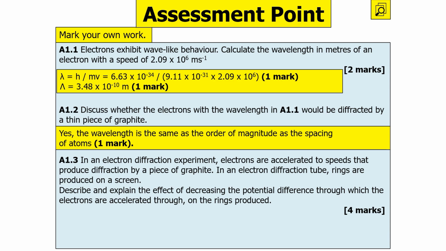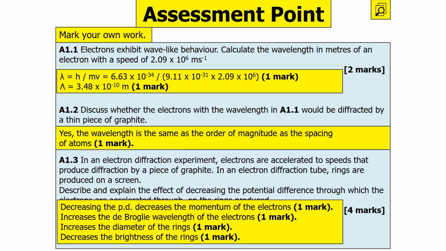Now, in the next one, if you decrease the potential difference, the momentum of the particles will be less because they've got a lower velocity, so therefore the de Broglie wavelength, lambda equals h over mv. If mv goes down, well then lambda will go up, so therefore the rings will have a greater diameter, but because they're more spread out, the brightness will be less.